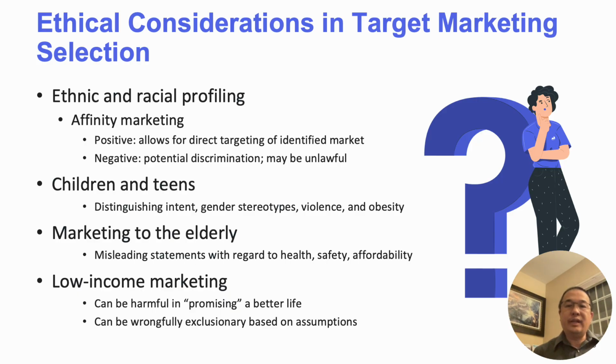Number 4, low-income marketing. The slide discusses ethical concerns when marketing to consumers with limited financial resources. Here are 2 examples of ethical concerns. Concern number 1, promising a better life. Companies should not exploit financial hardship by making unrealistic promises. Concern number 2, wrongfully exclusionary based on assumptions. Marketers should avoid assuming that all low-income consumers have the same needs or preferences.